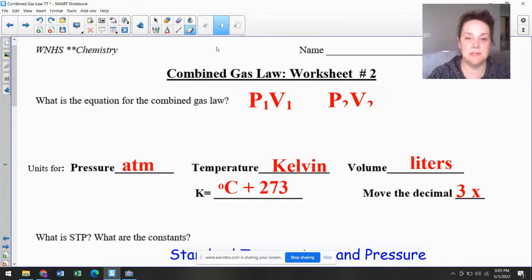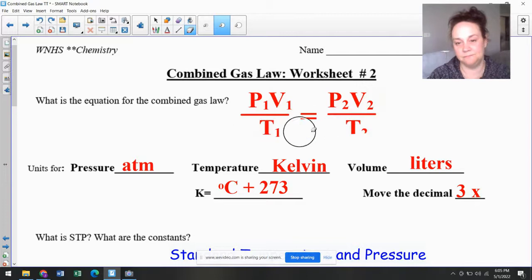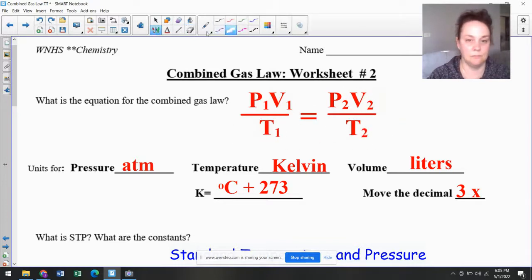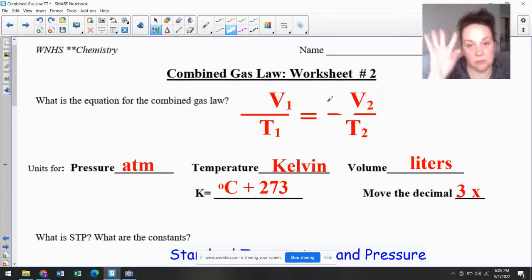If you just happen to have volume and temperature, just take out the pressure, and there's Charles' law right there. So for the combined gas law, if you can just remember the potatoes and vegetables go on the table, you pretty much have all you need.